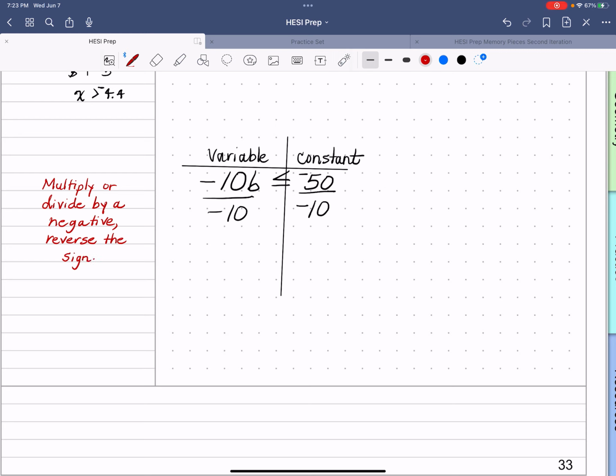So as soon as I realize, whoa, I'm dividing by a negative, this sign has to flip around. So it becomes this direction. Then we just continue as always. You cancel so that you're left with the variable, the flipped sign. 10 into 50 is 5. The signs are the same, so it is a positive 5. B is greater than or equal to positive 5.